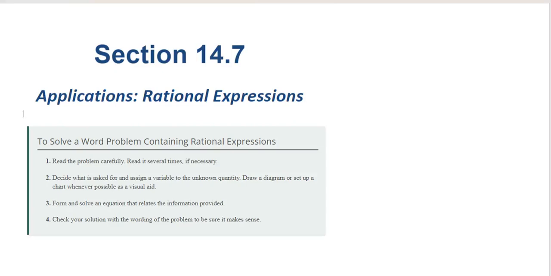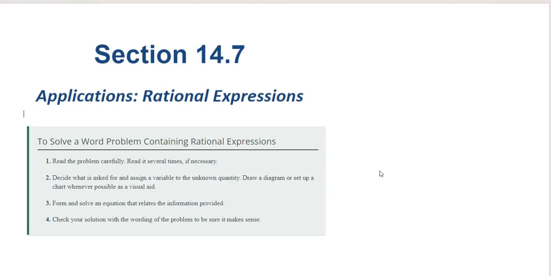Okay, section 14.7, applications of rational expressions. Just going to work one of these, and I'll probably throw down one extra video. But as you're going to notice, we're going to do a bunch of these in class, and I'll give you some hints on how to do some of these. So same thing, solve a word problem containing rational expressions.